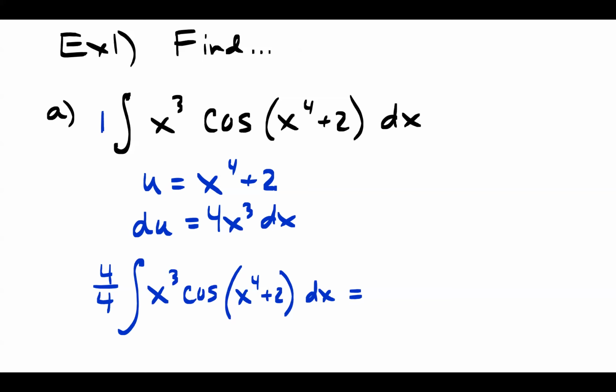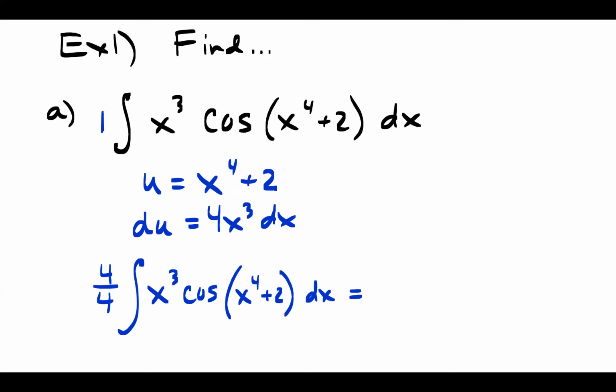We're solving for the antiderivative. We have to take the derivative of u, because we're going to switch our variables into what we want to do. Remember, x cubed cosine of x to the fourth plus 2 is a very complex function. We're trying to make it into a small function.